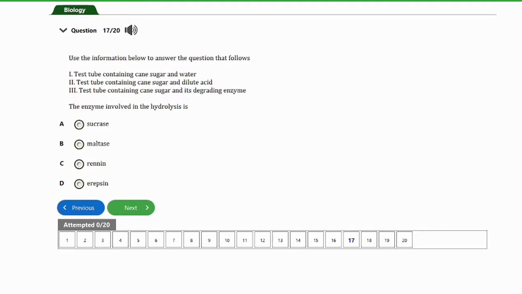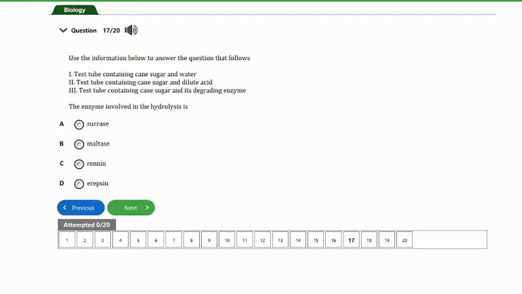That's question number 17. It says, use the information below to answer the question that follows. I, test tube containing cane sugar and water. II, test tube containing cane sugar and dilute acid. III, test tube containing cane sugar and its degrading enzyme. So the enzyme involved in the hydrolysis is A, sucrase, B, maltase, C, rennin, and D, erepsin. So guys, the answer to this question will be option A.